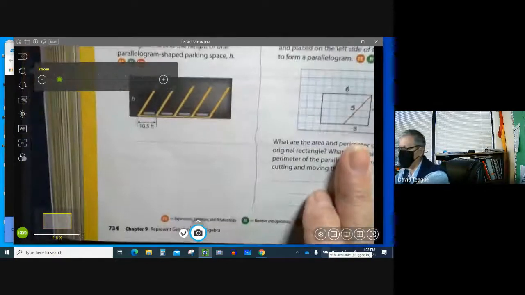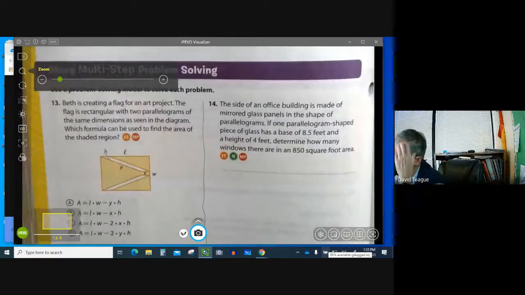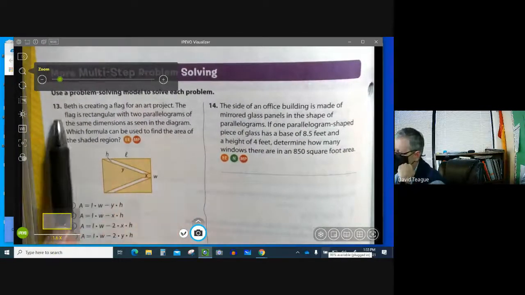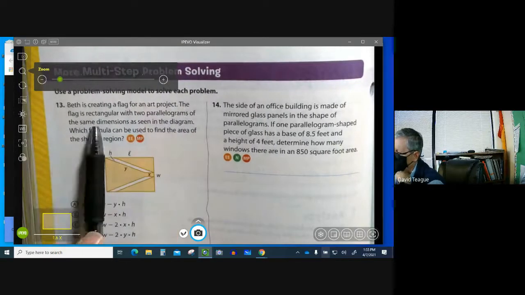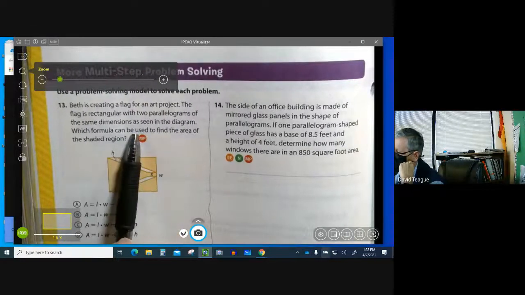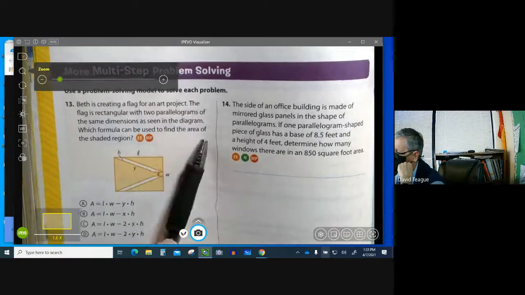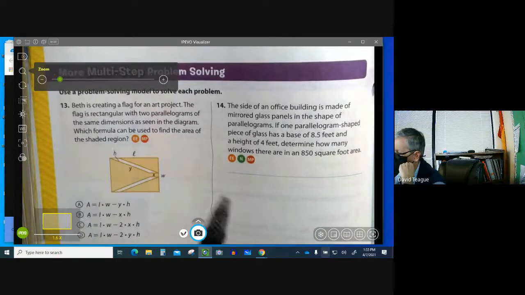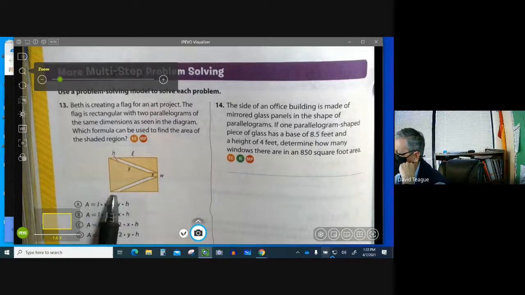Okay, so this is page 734, and this is the chapter on parallelograms. The question I gave you was this one, which was 13. It says, Beth is creating a flag for an art project. The flag is rectangular with 2 parallelograms of the same dimensions as seen in the diagram. Which formula can you use to find the area of the shaded region? You're talking about this shaded region here, and you've got 2 parallelograms right here.